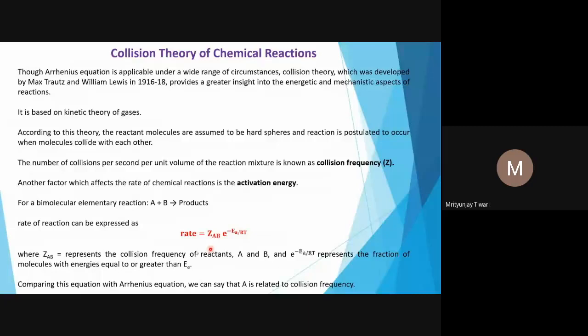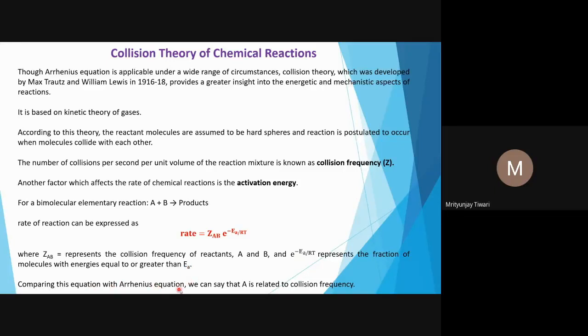Here Z_AB is the collision frequency of reactants A and B. So two reactants A and B are there, and this is the collision frequency of these two reactants. It means the number of collisions that happen between A and B per unit volume per second is what Z is. And e to the power minus Ea by RT represents the fraction of molecules with energies equal to or greater than Ea, where Ea is the activation energy that we know. This is what we have seen in the Arrhenius equation as well.